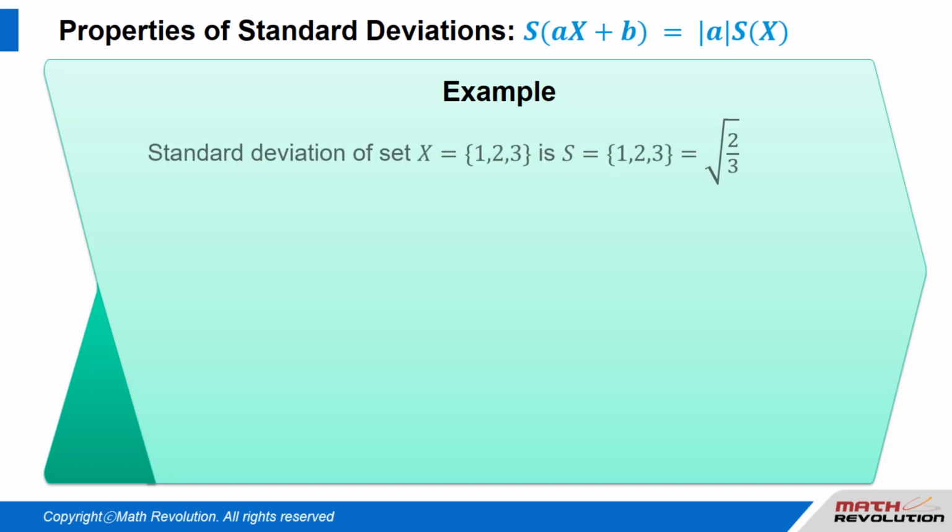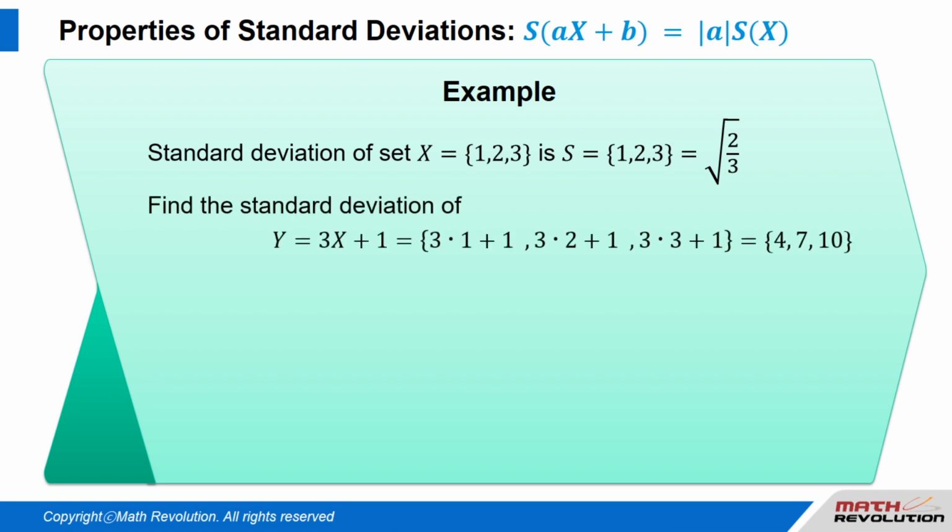For example, it is given to us that the standard deviation of set x equal to 1, 2, 3 is equal to the square root of 2 over 3. We are looking for the standard deviation of y equals 3 times x plus 1, which is 3 times 1 plus 1, 3 times 2 plus 1, 3 times 3 plus 1, equals 4, 7, 10. So, you can see each element in set x changed in the same way. It was multiplied by 3 and then increased by 1.